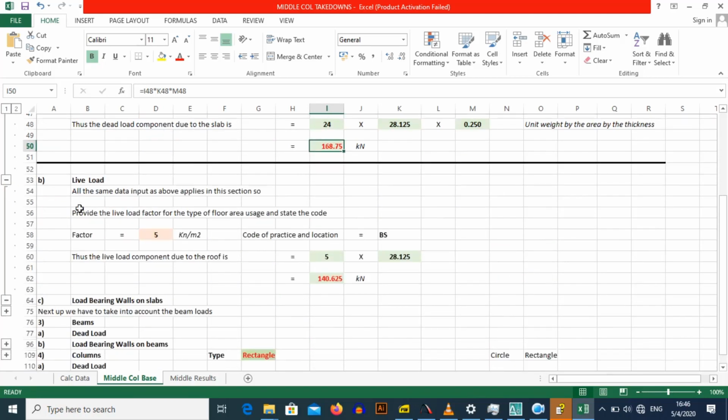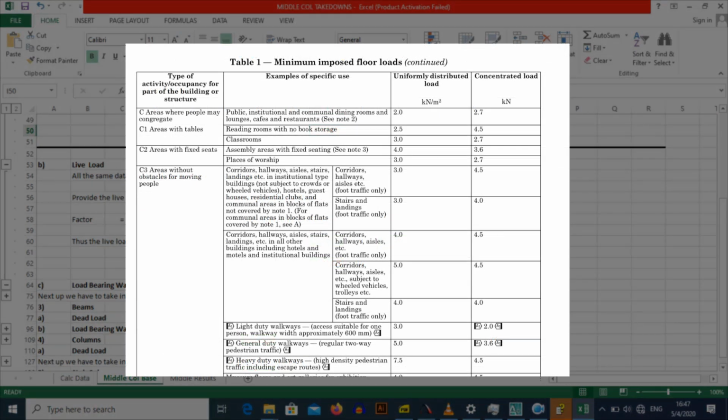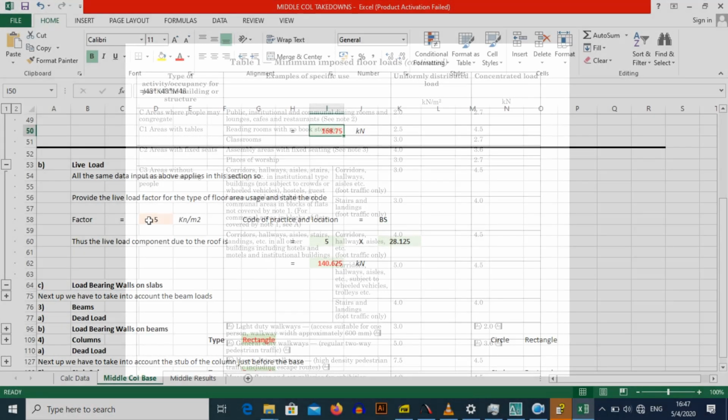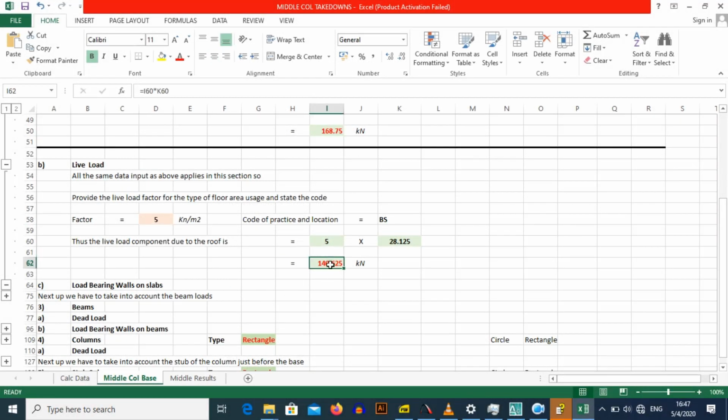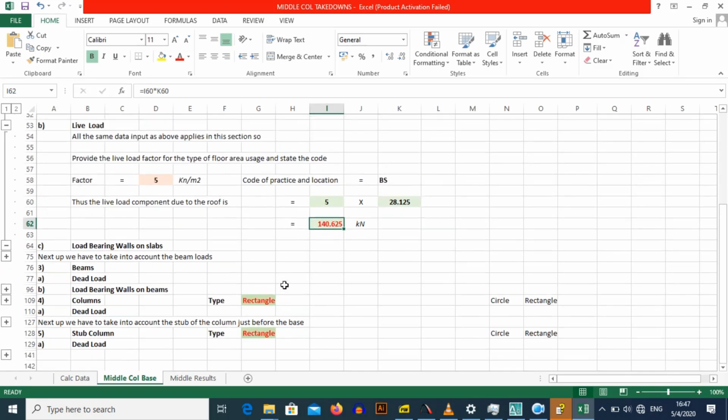Then now we need to look at the live load from the slab. All the input data is the same as above. So the only thing we need to enter here is the factor that we're going to be using. I am inclined to use 5, because this area may be changed into a gymnasium or anything, so we're not too sure what it's going to be. Normally you're supposed to take 3 from the code. I'll put up the code for you so that you can see where you're supposed to take 3 and where you're supposed to take 5, but we're going to be using 5. So let's key in 5, and we get 140.625.